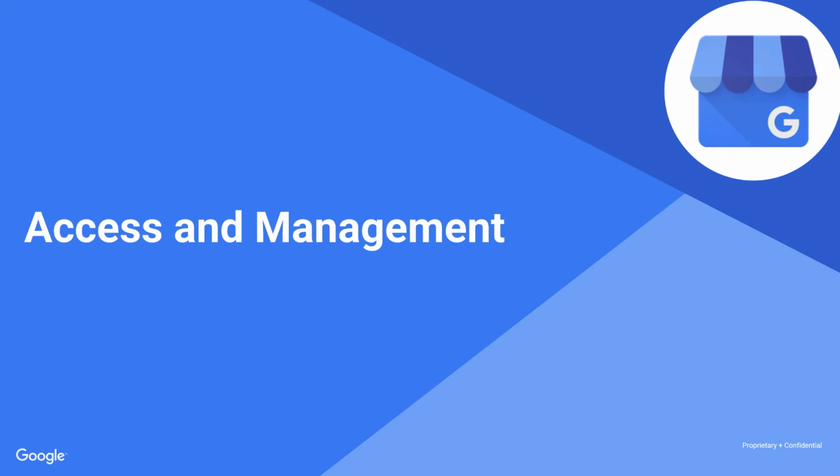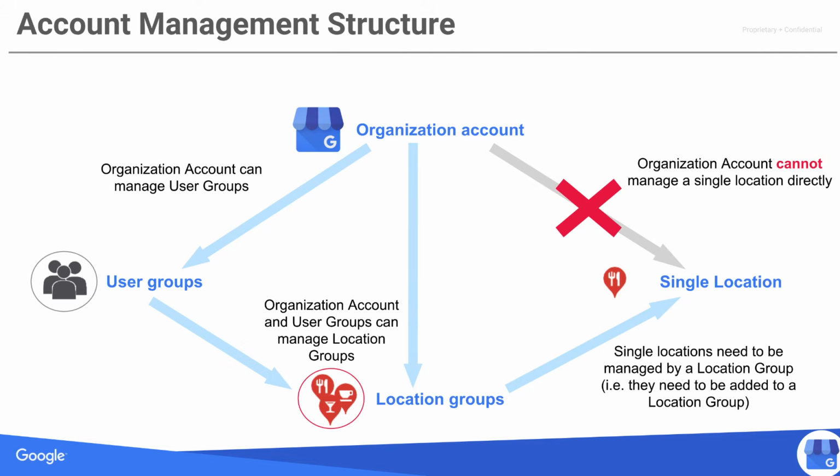In terms of organization account access and management, things look different than for regular Google My Business accounts. With an organization account, you cannot manage a single location directly. You have to do that through location groups, and you can reach location groups either through your organization account if you're the owner of that, or through different user groups to specific location groups that you have been given access to. And only then can you actually manage a single location.